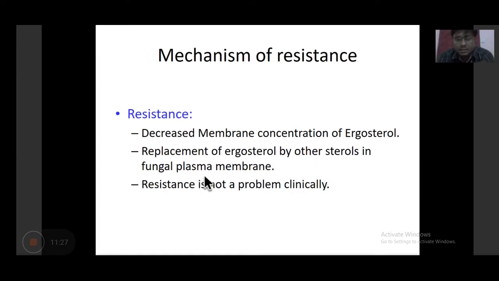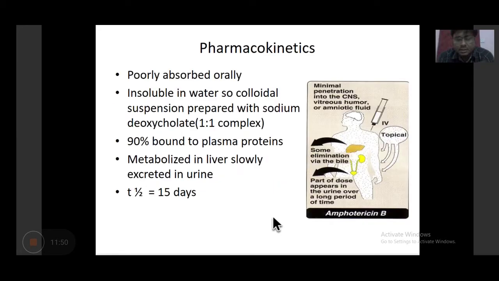Replacement of ergosterol by other sterol in the fungal plasma membrane. Second thing the fungus can do is replace ergosterol with some other sterol. So the site of binding is changed now, so the drug will not act, and resistance is a problem clinically. It has very rarely been seen that amphotericin resistance occurs, but this is the mechanism which might lead to development of resistance to amphotericin.